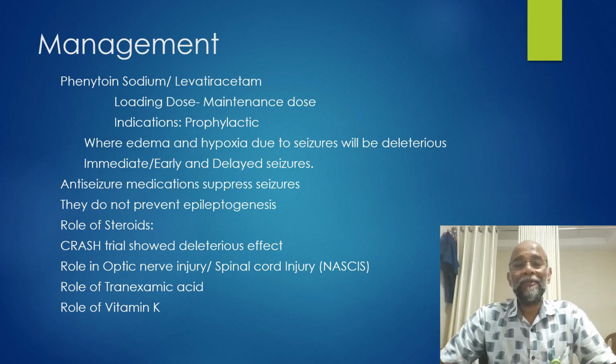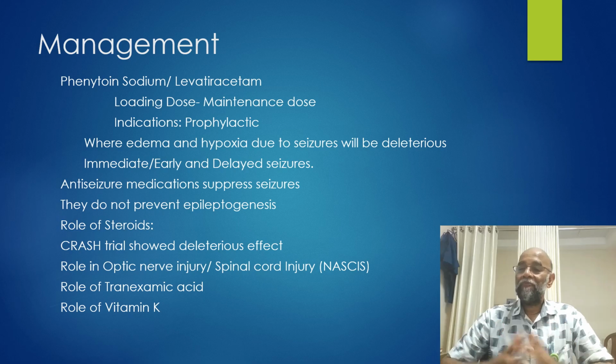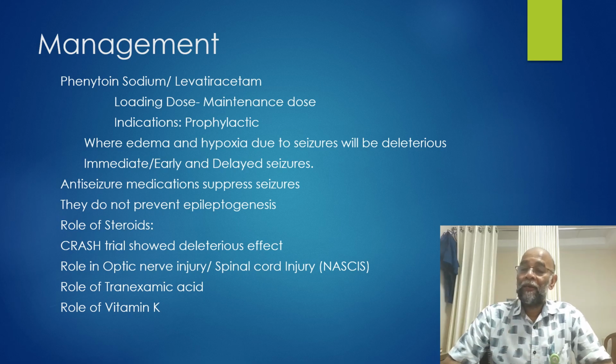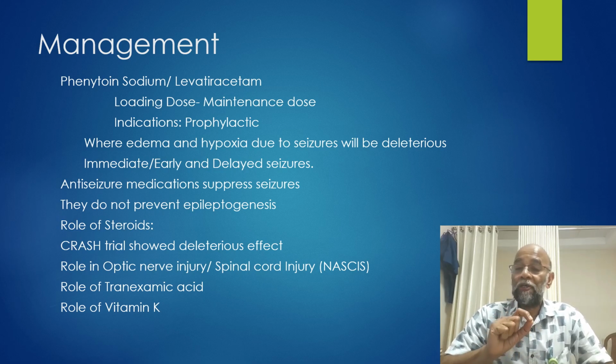Why would you give prophylactic antiepileptics? When a brain is already edematous and hypoxic, a seizure would aggravate the hypoxia and increase the intracranial pressure. So a prophylactic antiepileptic would probably prevent this crisis from occurring. So immediate and early seizures can be suppressed by antiepileptics. However, remember that anti-seizure medications suppress seizures. They do not prevent epileptogenesis. That is, the neosynaptogenesis that results in post-traumatic epilepsy is not prevented.